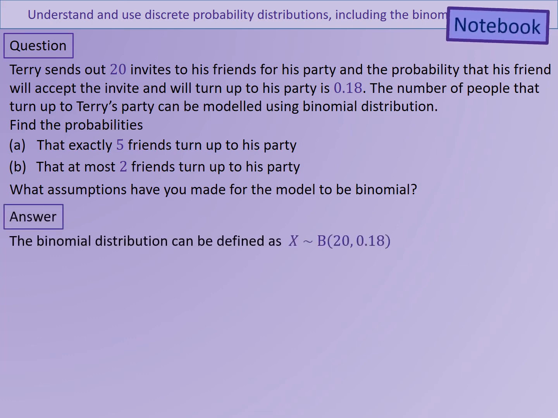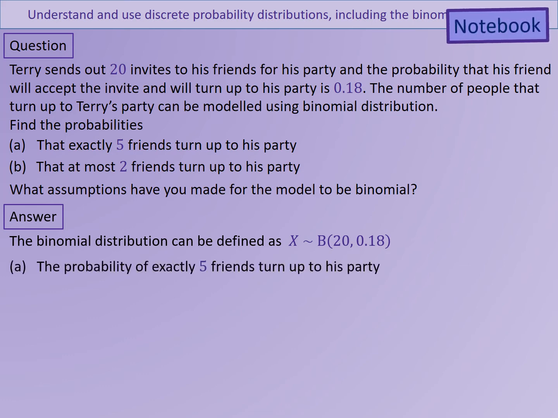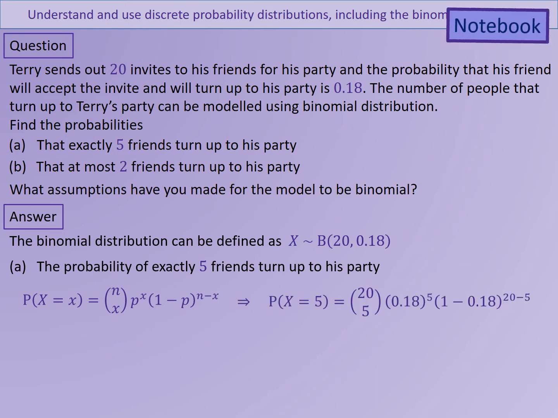So the first step is to identify the number of trials, that is the number of invites that have been sent, so that's 20, and the probability of a success, which is 0.18. Now we're going to answer the first question, the probability of exactly 5 friends turning up to his party. This means we need the probability that x is equal to 5, and we can use the formula which is written down here, but I would definitely recommend that you use your calculator to calculate this. So you will need to go through the calculator process for this question.